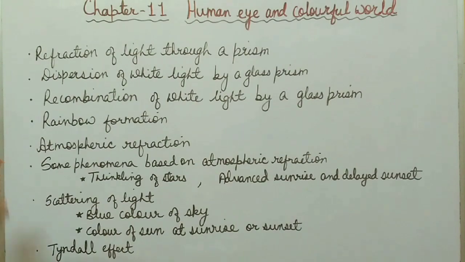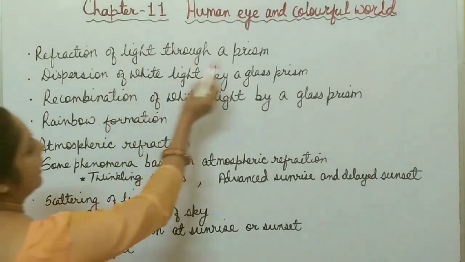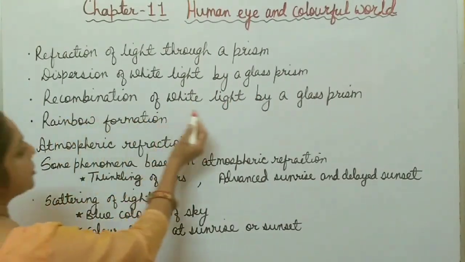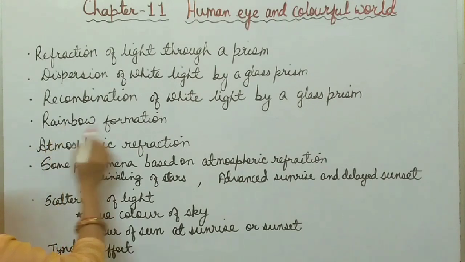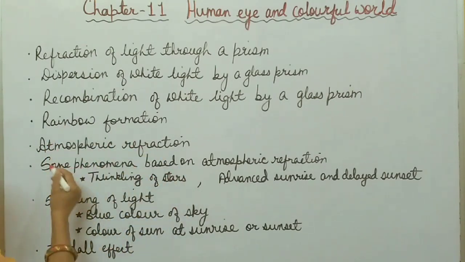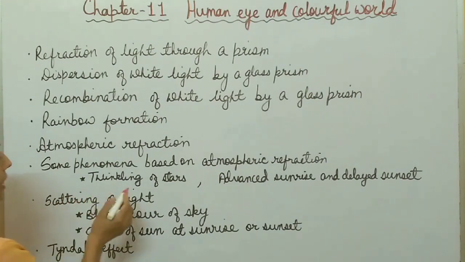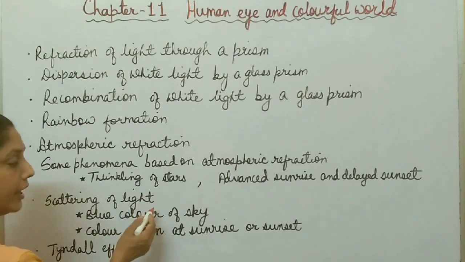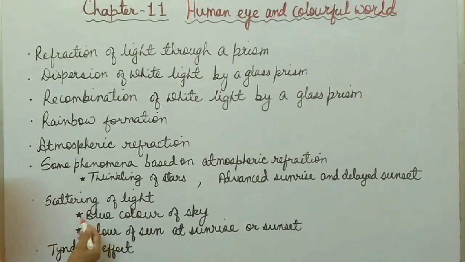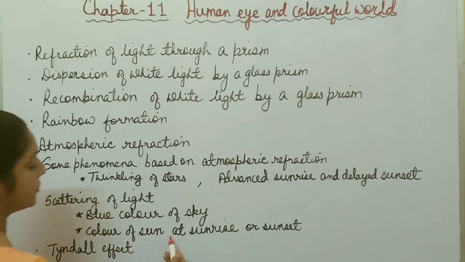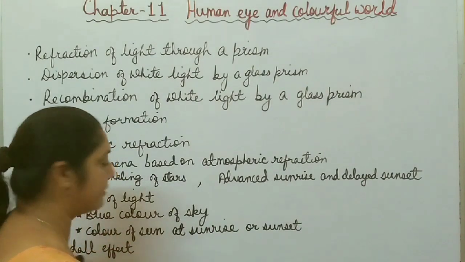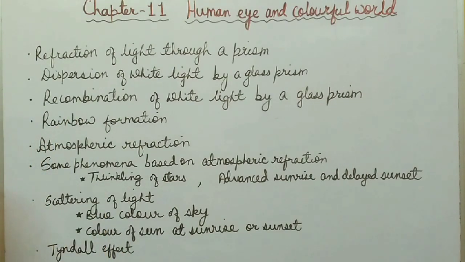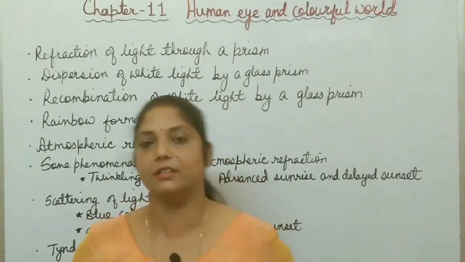So topics to be covered in this chapter are refraction of light through a prism, dispersion of white light by a glass prism, recombination of white light by a glass prism, then rainbow formation, atmospheric refraction, some phenomena based on this atmospheric refraction like twinkling of stars, advanced sunrise and delayed sunset, then scattering of light and some phenomena based on this scattering of light like blue color of sky, color of sun at sunrise or sunset, red color of sunrise, right? Then lateral effects. So I will discuss each topic one by one. Okay, so let us start quick revision of this chapter.